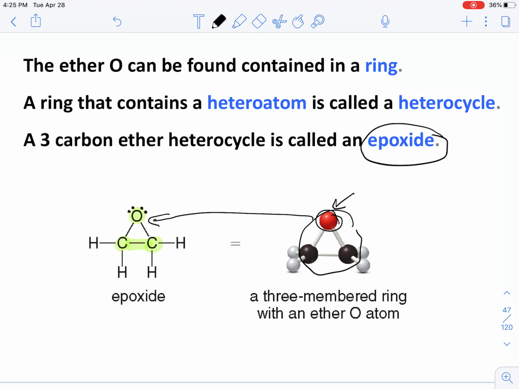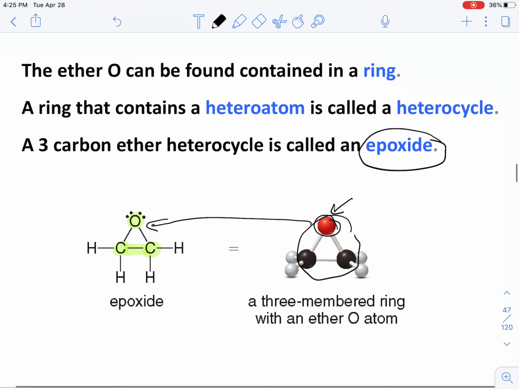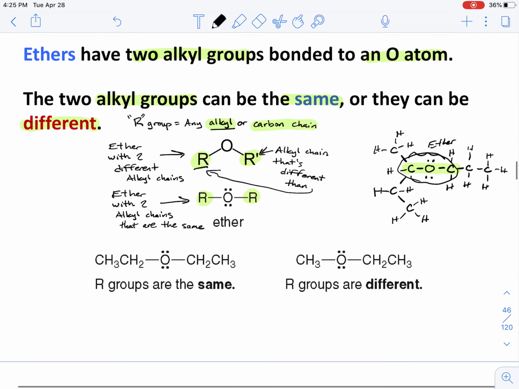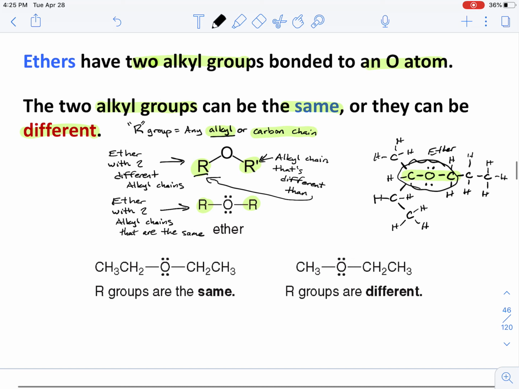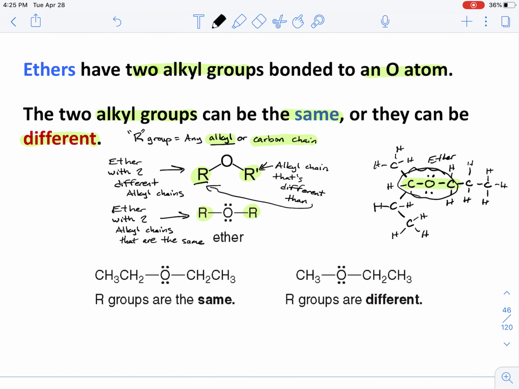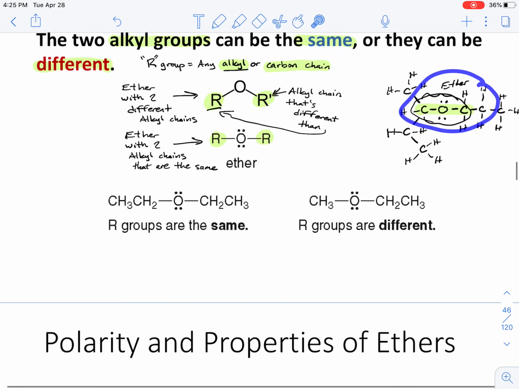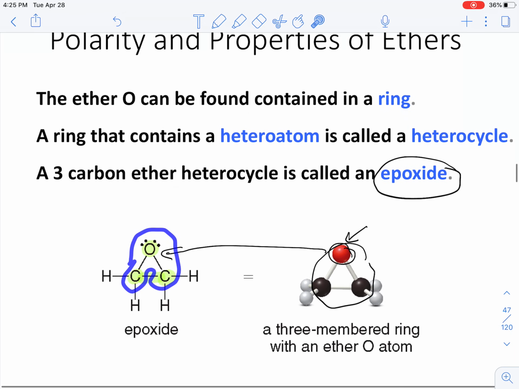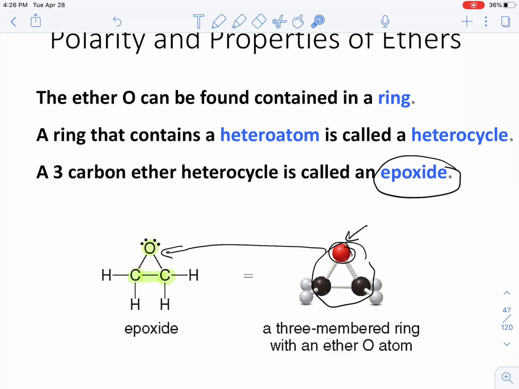And so, long story short, we have two versions of an ether. We have a linear form, and if you have the C-O-C in the linear form, kind of like this, then this is going to represent an ether. Now, if you have a C-O-C that is kind of cyclized or forms a ring, then what you have is an epoxide, not an ether.